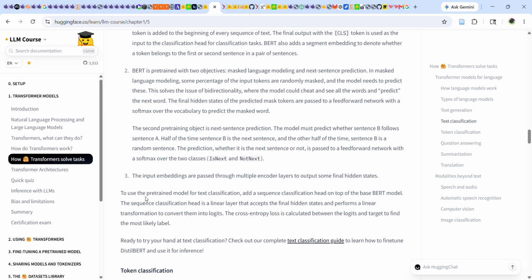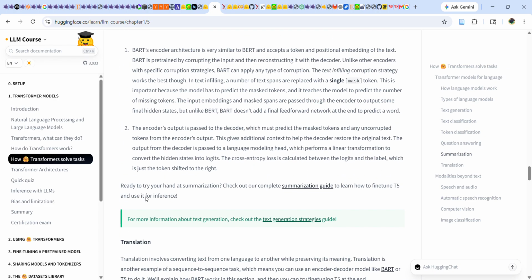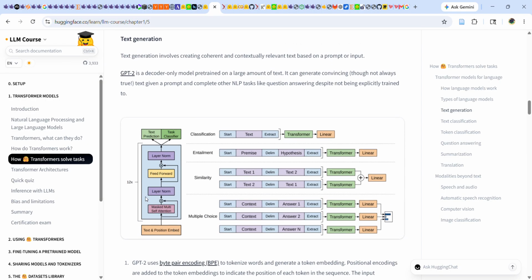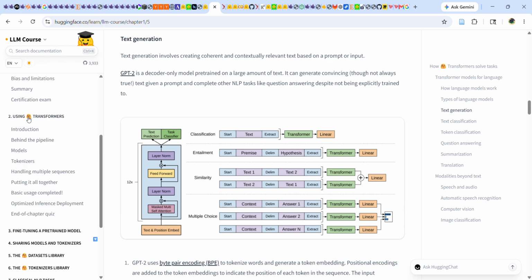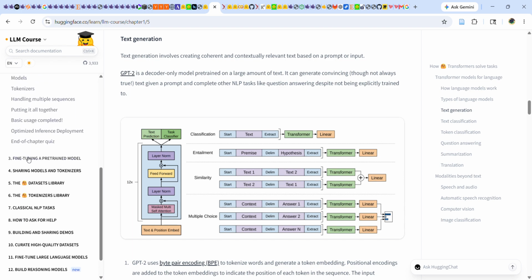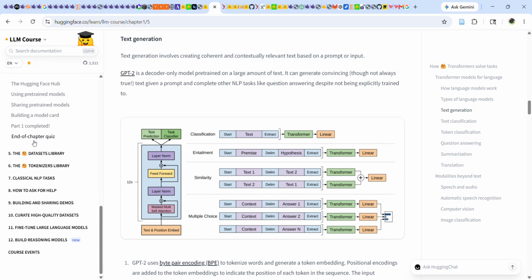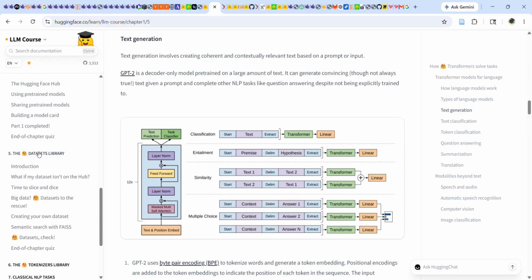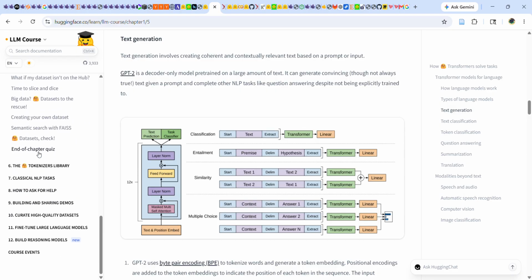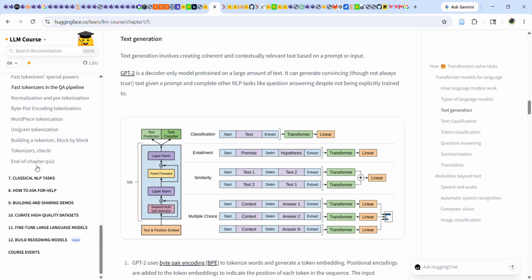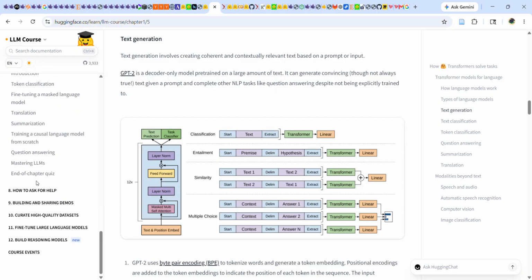We'll cover how it works in the next video, starting from text generation. Let me just see what the indexes are: using transformers, then fine-tuning, sharing models, the datasets library, the tokenizers.